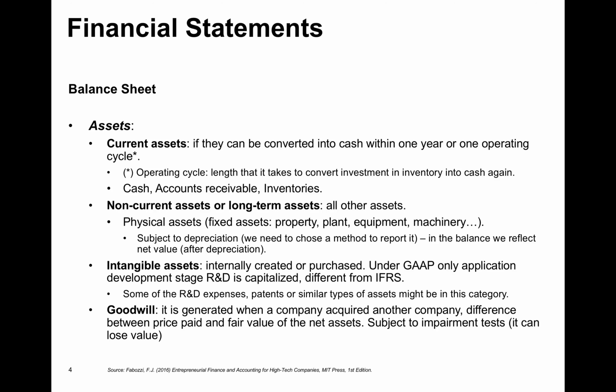Other types of assets that we might have are intangible assets, internally created or purchased. There are some differences between accounting standards. Here, in some places, for example, the R&D projects, you can at some moment activate them as assets. And when they have advanced or you have gone through some milestones, as an R&D, it can become an asset. In other places, this is not allowed.